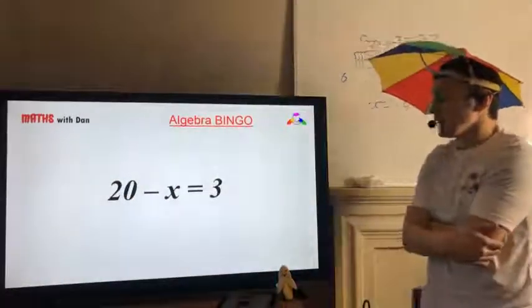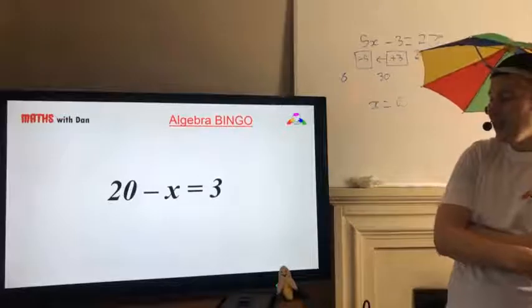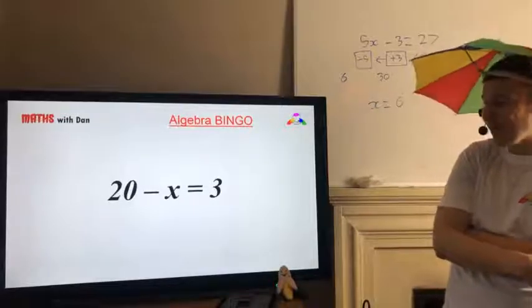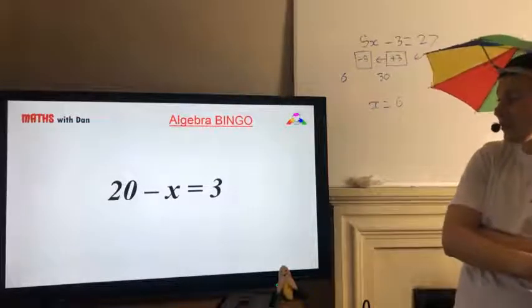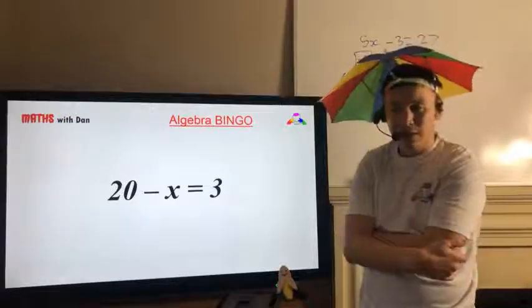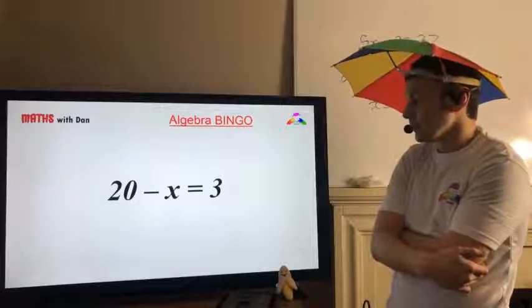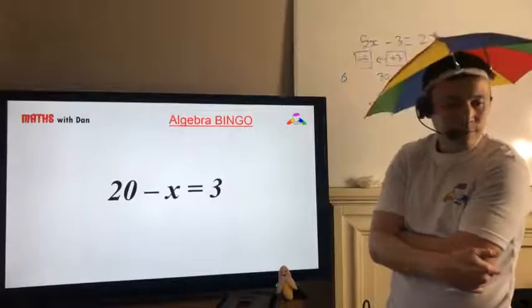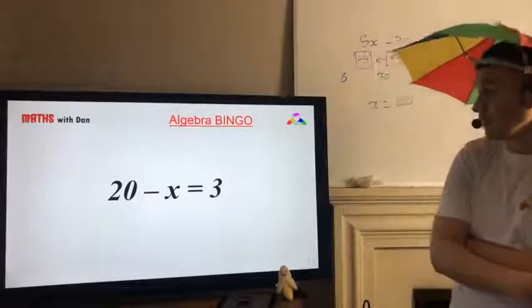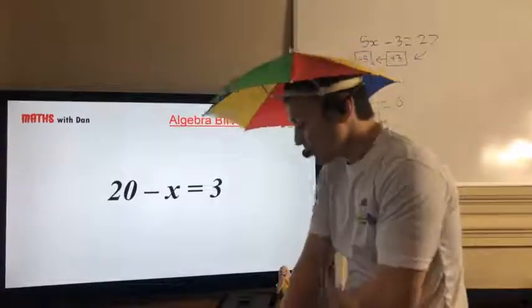Okay, 20 minus x equals 3. These are tricky to do in your head. You need to just think about this. 20 take away something is going to give you 3. Think about how many to take away to get there. Did you get the answer there? Yep, 17. Well done, excellent, 17. Okay, so 17 for that one.